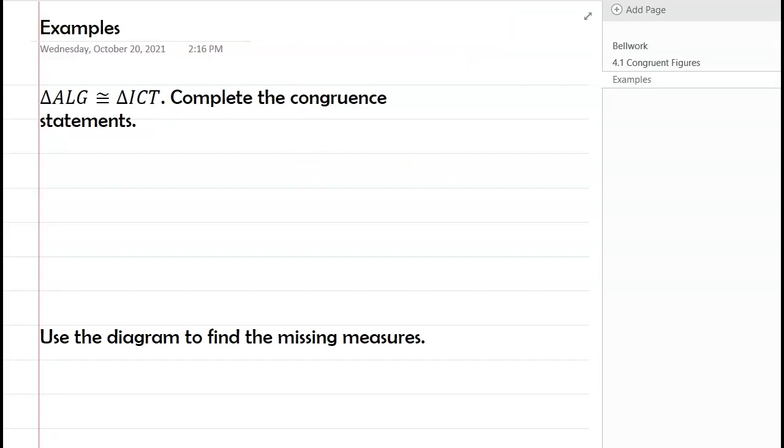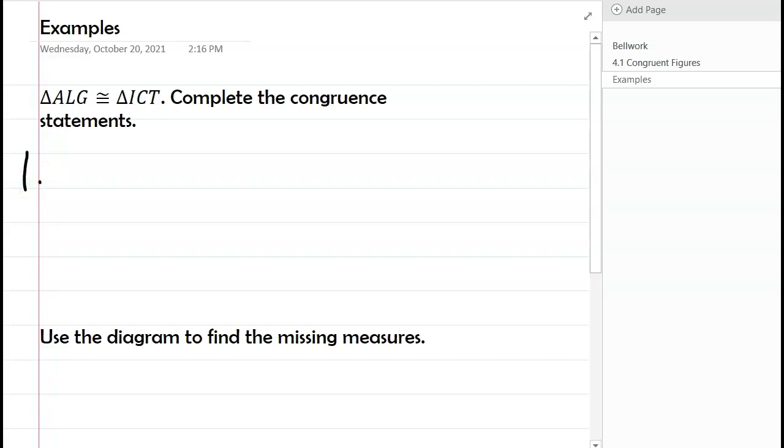All right, so we are going to start with this idea. We have two triangles. We have triangle ALG that is congruent to triangle ICT. Complete each of the congruent statements. Now, if you wanted to, you could draw a picture. But remember, you don't have to draw a picture because you can tell just by the order of the letters which angles are congruent, and you can even tell which sides are congruent also by the order of the letters.